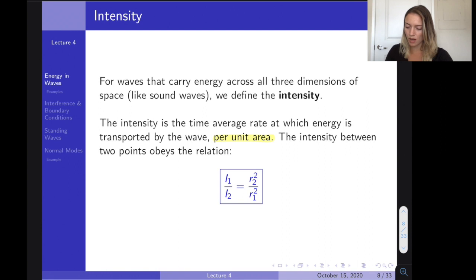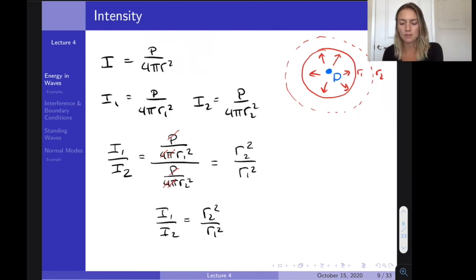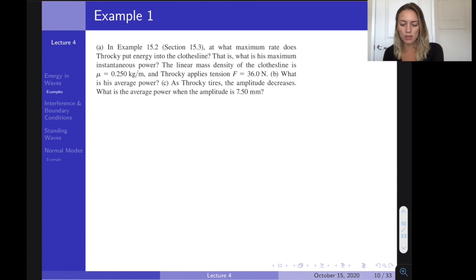Okay, so that's how you solve, we got this. So this just relates the intensity at two separate distances from our source to each other. All right, let's just do an easy example now. So we have example 15.2. That was from our cousin Throckmorton from last lecture, who was shaking the clothesline. So we have that set up from that problem.